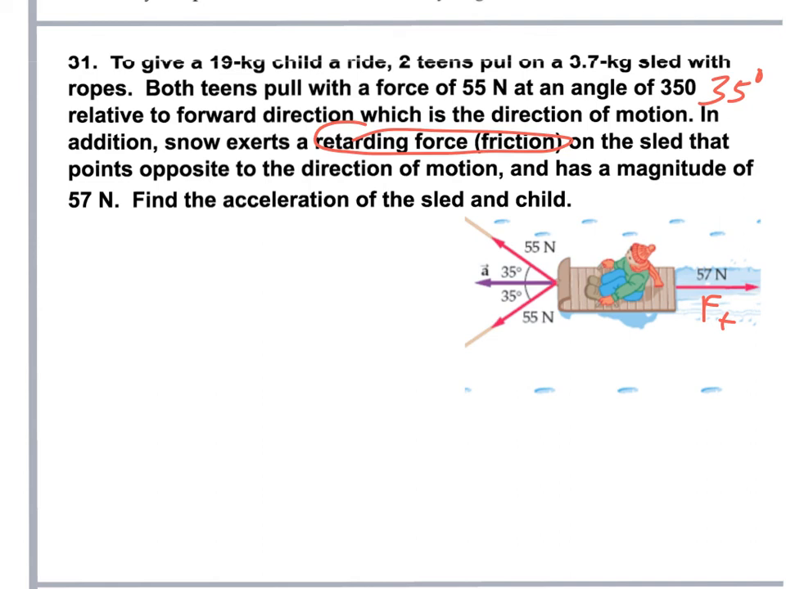Friction is a force, but more specifically, it's a retarding force, or a slowing force. It slows down the object by pulling the object in the direction opposite that of motion. So here's the direction of motion, and here's your F sub x. It's in the opposite direction.